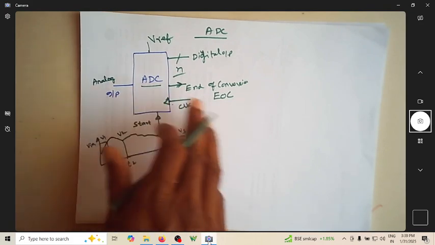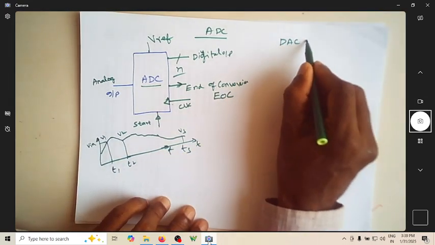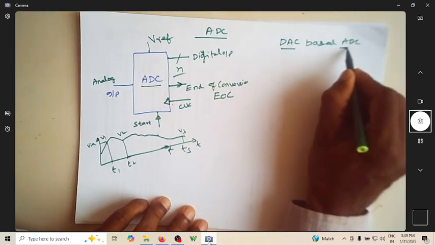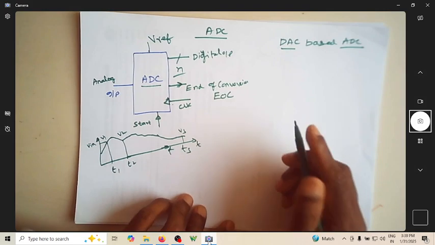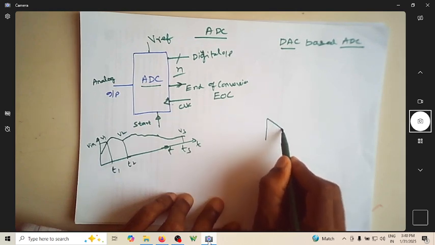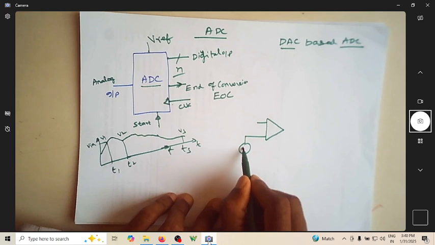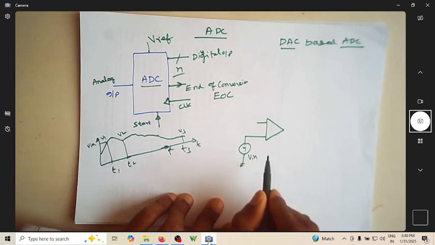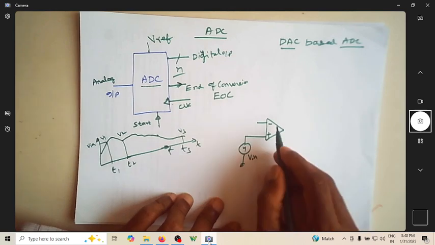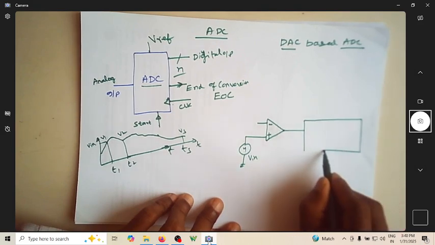Suppose we go to the detailed block diagram of this ADC, we have something called DAC based ADC. As the name itself indicates, in this ADC there is a digital to analog converter. This is my input signal that is given to a comparator. This is my input voltage; of course, the plus and minus inputs are interchangeable. The comparator output goes to a counter.